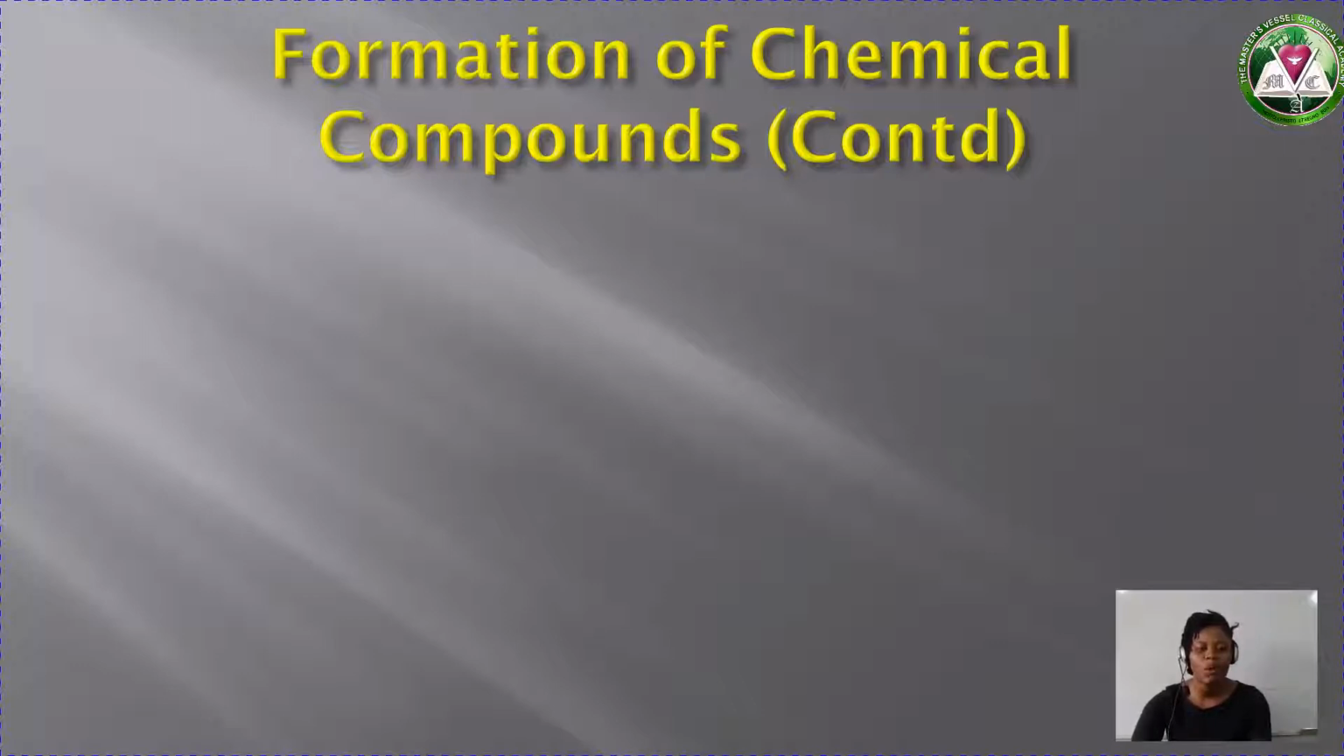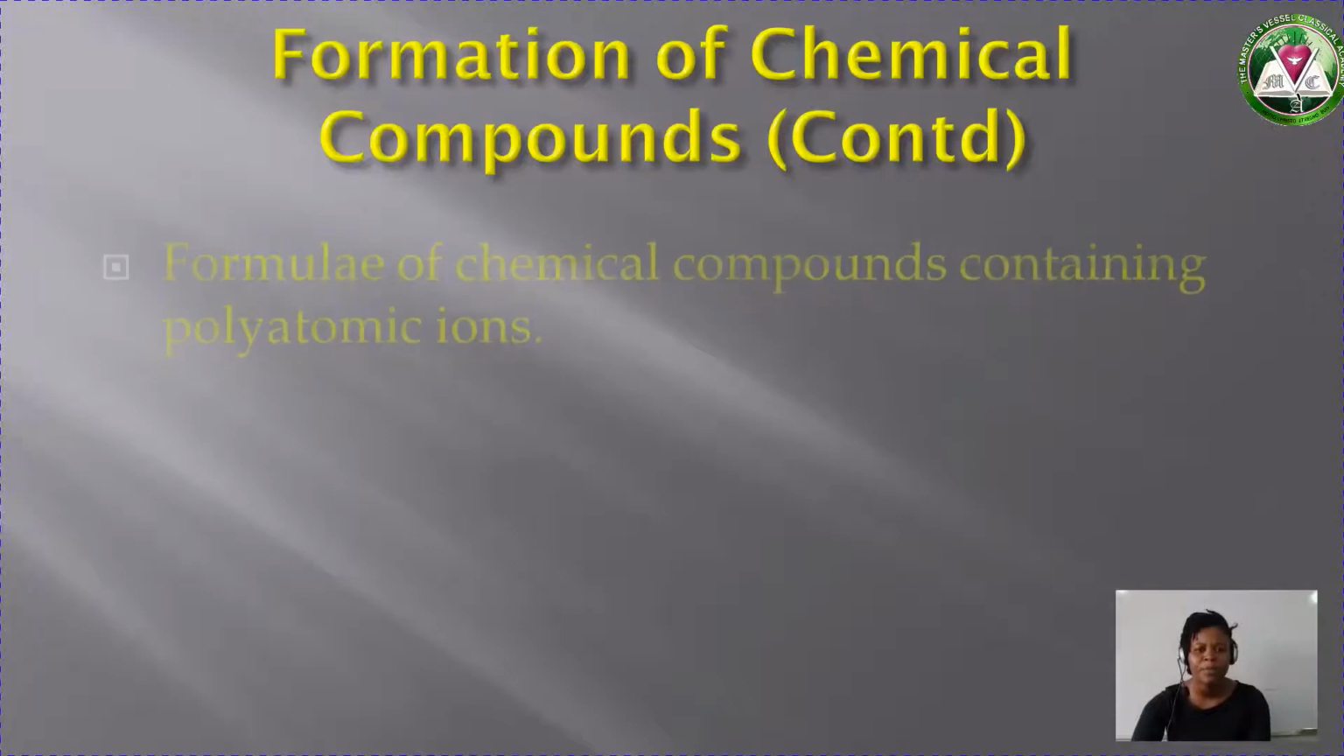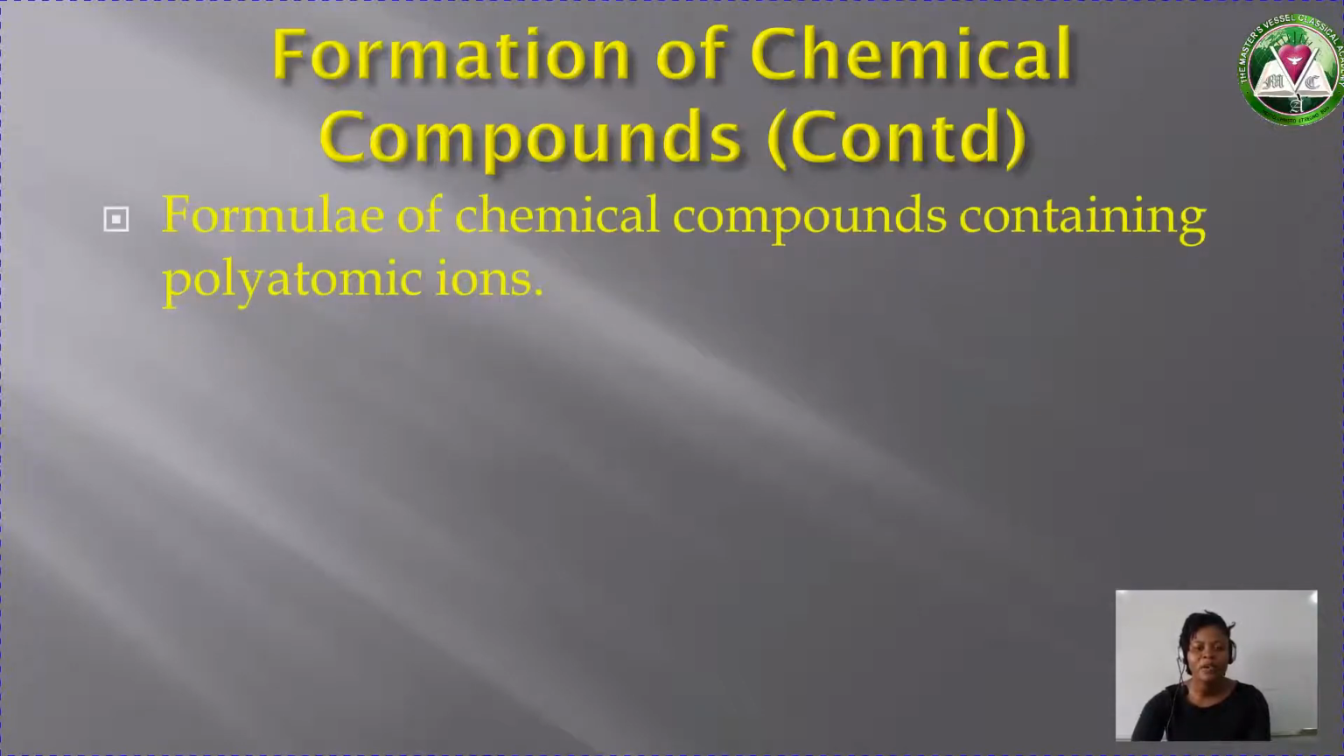From the last one we did, I noticed that some of you actually understood the topic, while some still need some touches. And I know I've given you some corrections. So today we will be taking the formation of chemical compounds in another dimension: writing chemical formulas with compounds that contain polyatomic ions. That's formula of chemical compounds containing polyatomic ions.